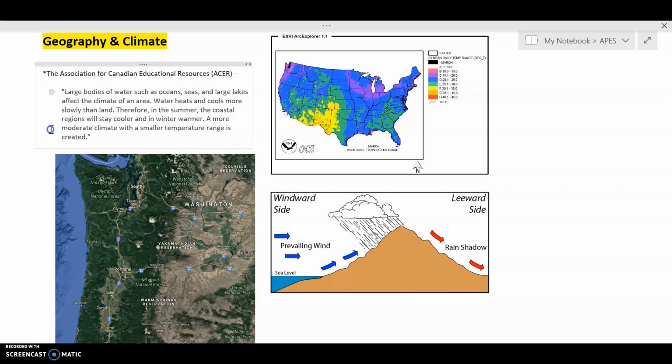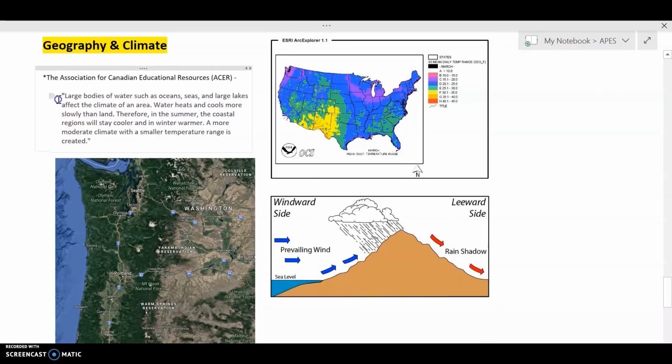The Association for Canadian Educational Resources states that large bodies of water, such as oceans, seas, and large lakes, affect the climate of an area. Water heats and cools more slowly than land. Therefore, in the summer, the coastal regions will stay cooler, and in winter, warmer. A more moderate climate with a smaller temperature range is created.